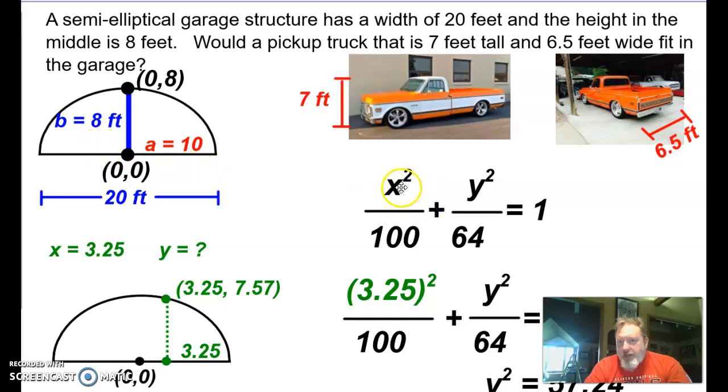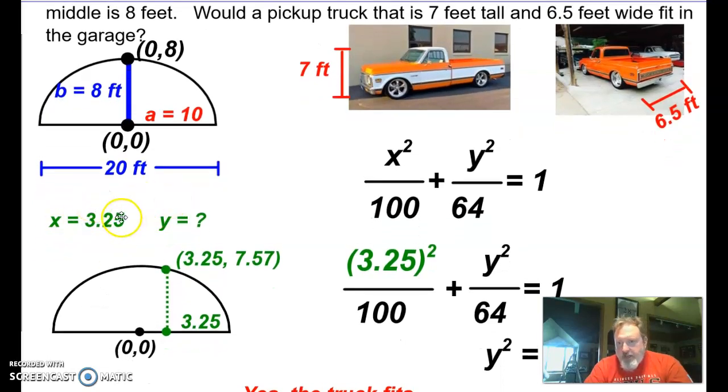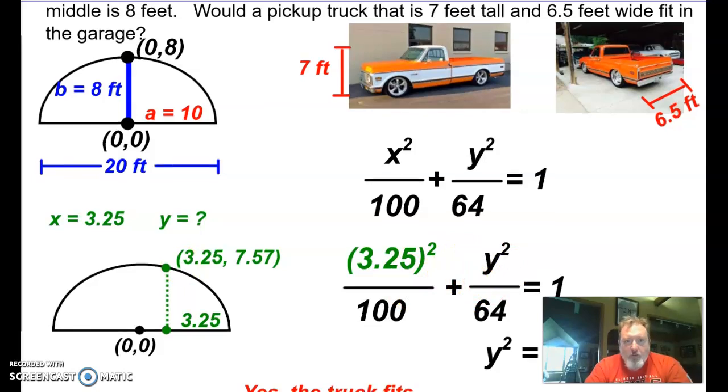So we know that x squared is over a squared, so 10 squared is 100. Y squared over b squared. So here's our equation. Now, where did this 3.25 come from? Well, if I take this pickup truck and I park it smack dab in the middle, I would have 3.25 feet of the truck on each side because of the width. So we know the truck has a height of 7 right about there, but we want 3.25 feet on either side to center it in this garage. So that's where the 3.25 came from, and now I can plug that in here and solve for y.